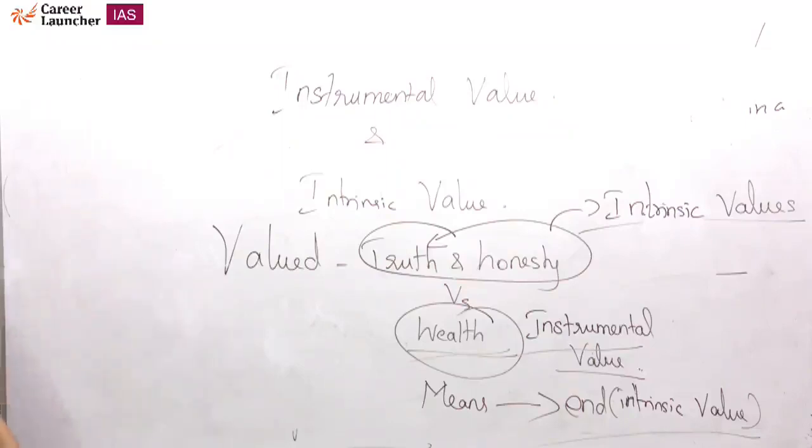So we are taking the definition. Please follow us. Values are individual principles that guide a person's behavior. You can write it like that, guide a person's behavior. Right?